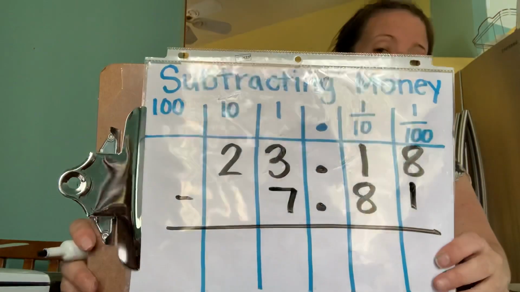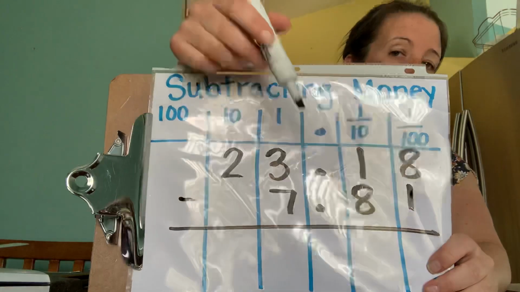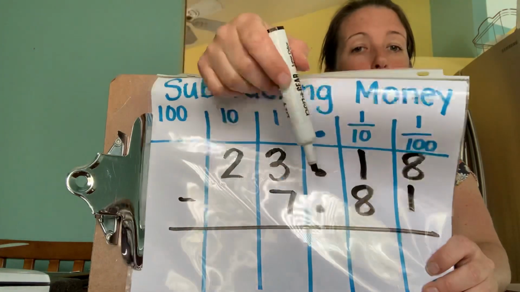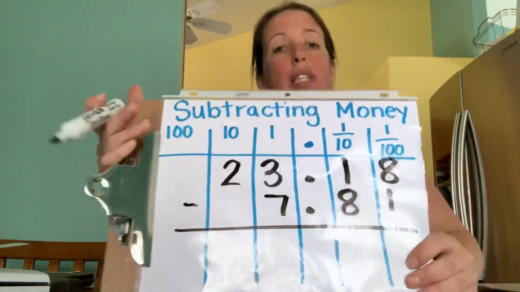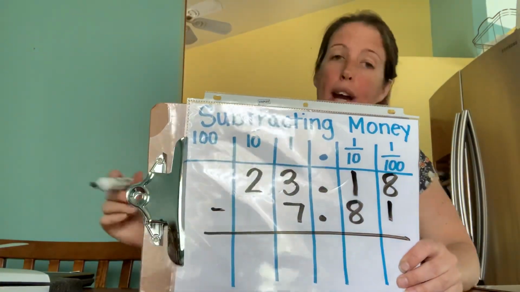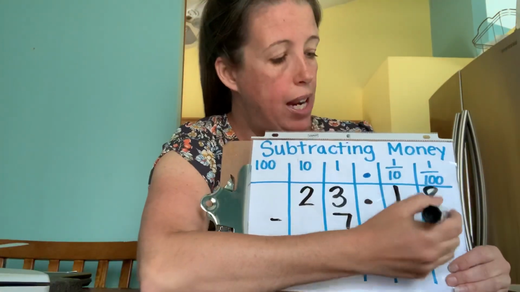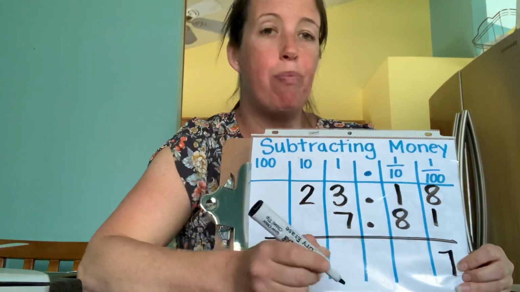This is how I organized it on my place value chart. You can see my top number is going to have an extra place value because it went to the tens place, and this one was only to the ones place. So I always start subtracting from my lowest place value. So I'm going to my hundredths place. 8 take away 1 is 7.